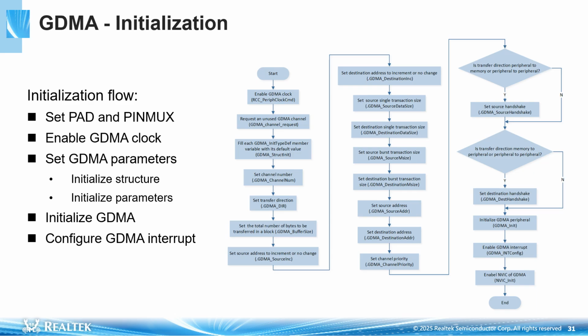The initialization process of GDMA is shown in the figure. The first step is to enable the clock signal of GDMA. The second step is to request an unused GDMA channel. The third step is to set the parameters of GDMA. The fourth step is to initialize GDMA based on the set parameters. The fifth step is to configure the interrupts of GDMA.